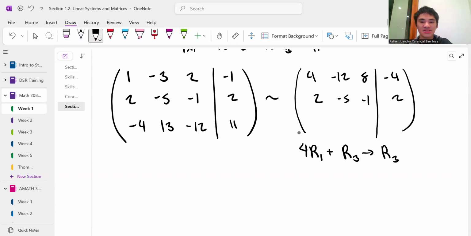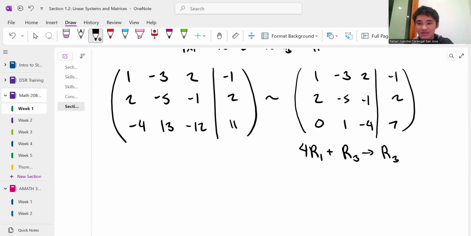So 4 plus negative 4 is 0. Negative 12 plus 13 is 1. 8 plus negative 12 is negative 4. Negative 4 plus 11 is 7. Right? And the cool thing about this, since we just multiplied these by 4, we can actually change it back, because it just means the same thing.